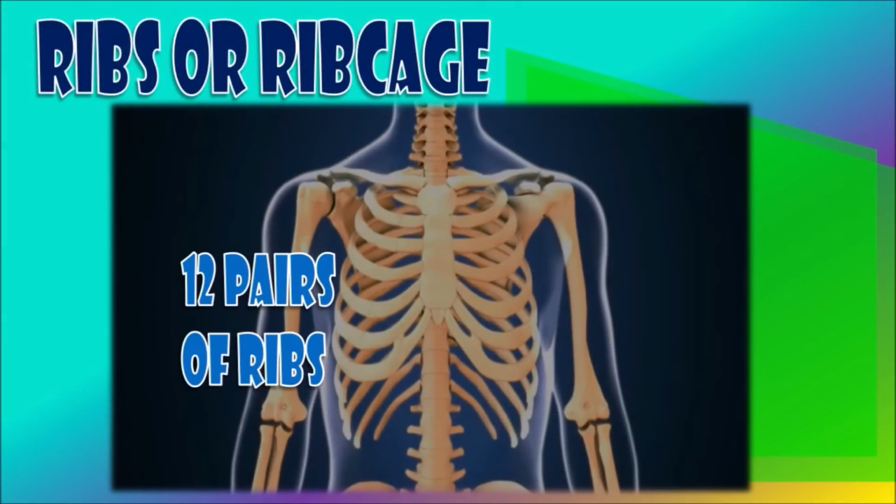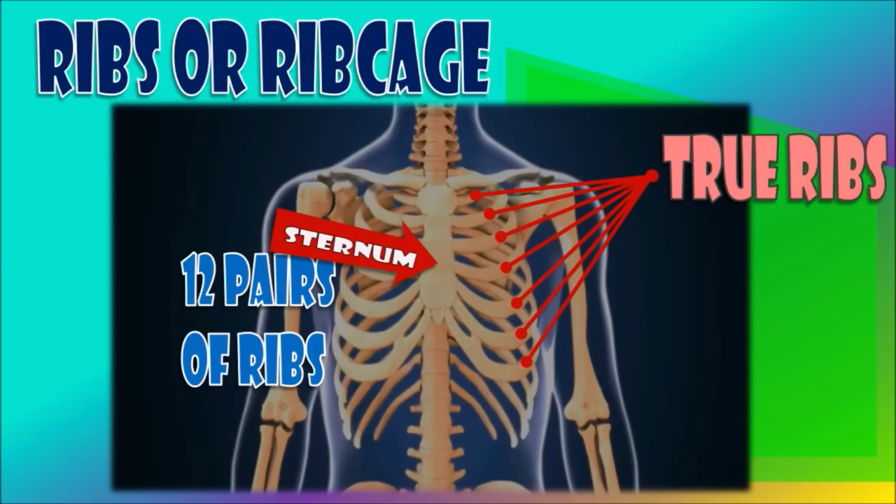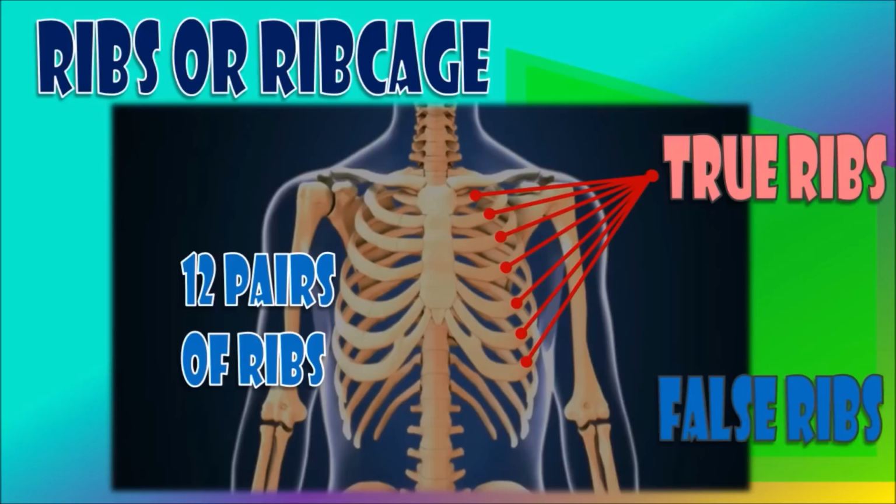There are 12 pairs of ribs. The upper 7 pairs are called true ribs because they are connected to the breastbone or sternum. The lower 5 pairs are called false ribs. Of these 5 pairs, the upper 3 pairs are connected to the breastbone, while the last 2 pairs are not. These ribs are called floating ribs.